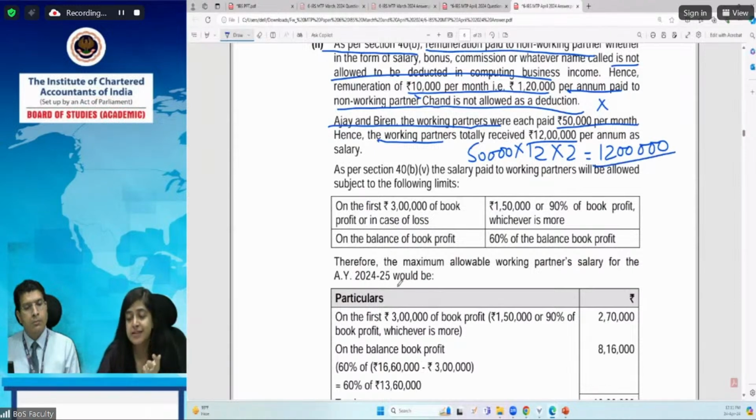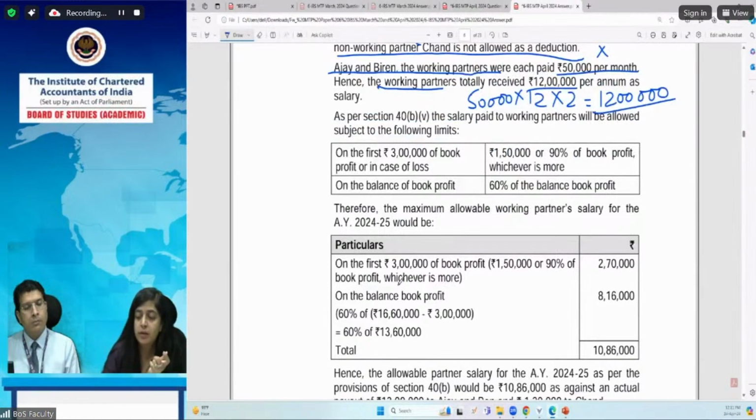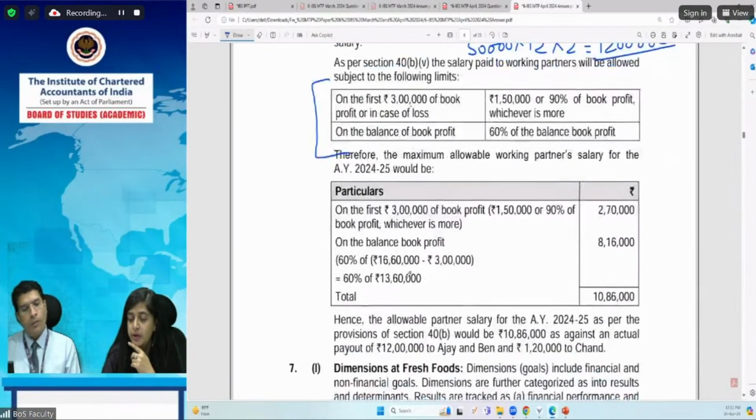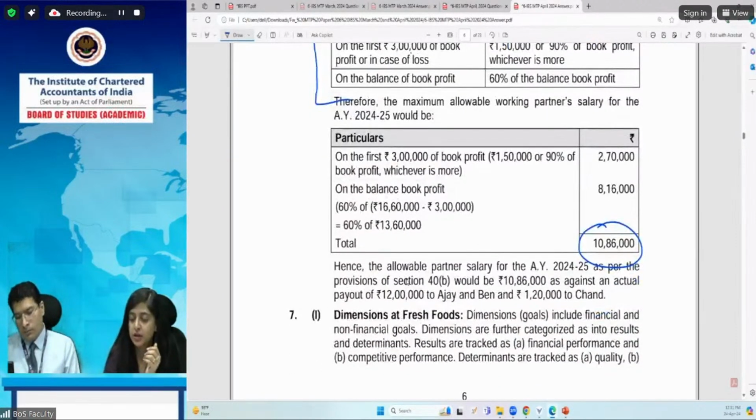And the maximum salary which is allowed as per section 40B is what I already told all of you: on the first 3 lakh, it will be 1 lakh 50,000 or 90%, whichever is more, and on the balance book profit, 60%. And we have computed it also, 10 lakh 86,000. So how much salary would be allowed to Ajay and Biren? Allowed will be 10 lakh 86,000, because the salary which is payable to the working partners, 12 lakh, is higher than what is prescribed under the Income Tax Act.